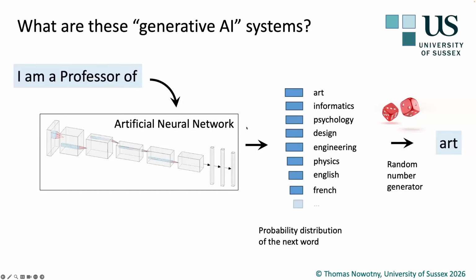And then just to follow this example, after the "of," it actually becomes quite equally likely. It could be any kinds of things that I'm a professor of. So the probability distribution might look quite equal like this. And then it becomes quite random what kind of answer is being generated, because these are all quite likely.